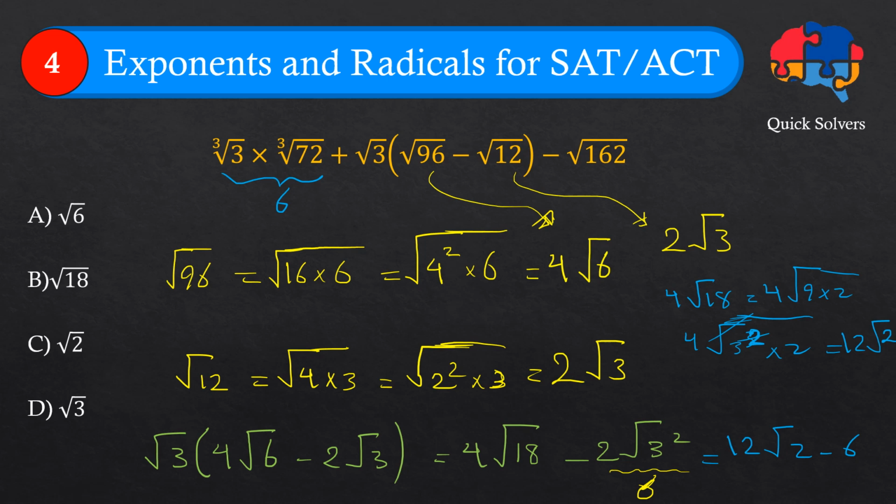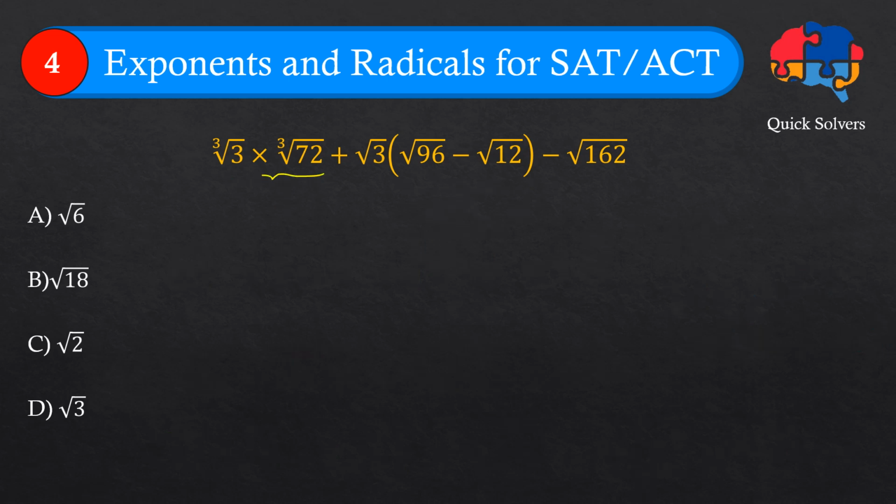Okay. So I can write this part as 12 square root of 2 minus 6. So let's erase everything. So this was 6 plus, and this is 12 times the square root of 2 minus 6. Okay. Then we have this square root of 162.